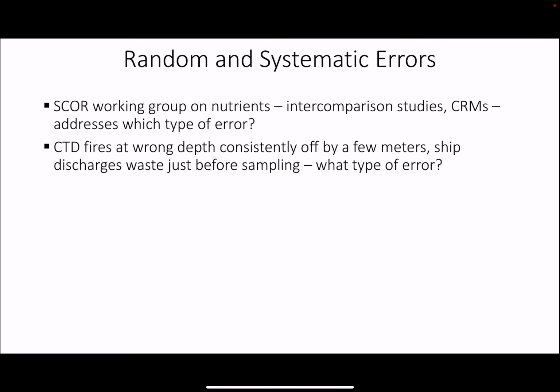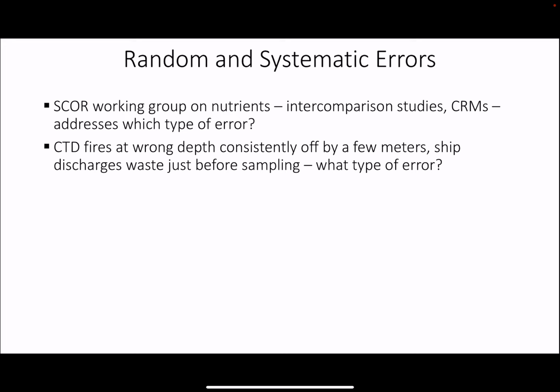And of course, you must keep in mind the random and systematic errors that I introduced in the previous lecture. So there's these things called SCOR working groups. Might be interesting if those of you aren't familiar with them to Google SCOR, the Scientific Committee on Oceanic Research. And there's a working group on nutrients. And so this is a group of people from around the world who do intercomparison studies. So they take the exact same samples and they get mailed out to all the groups and everyone measures them. And in theory, everyone should report back the same number. And they use certified reference materials to do this, which we'll talk about a little bit more later.